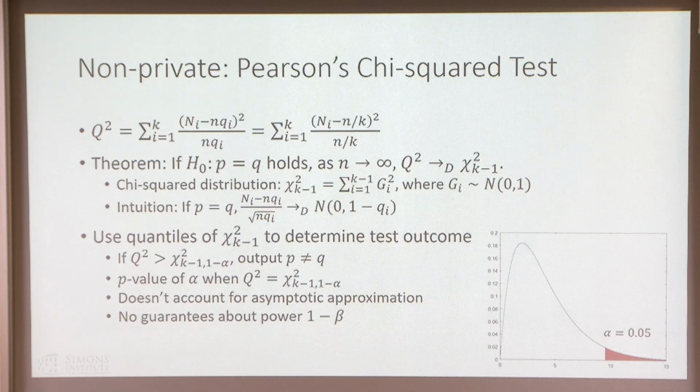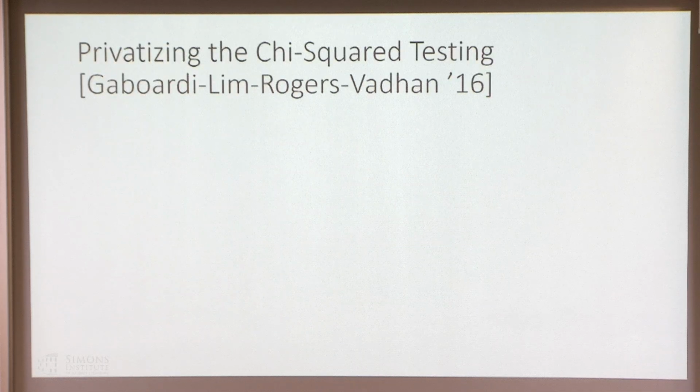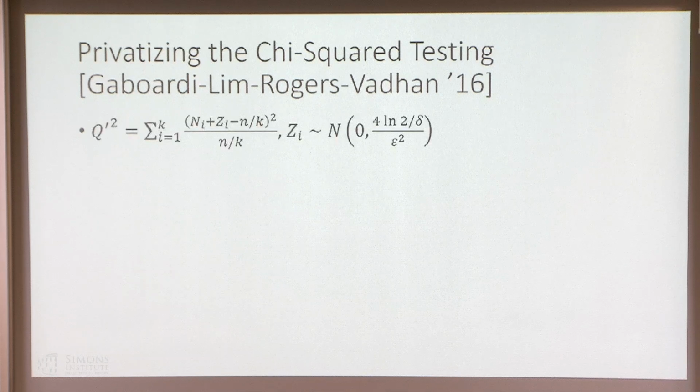Yes. Okay, so here is a non-private test. Let's try to privatize it, and perhaps the first way one might try to do this is by noising it appropriately. I'm going to be presenting some results here by Gaboardi-Lim-Rogers-Vadhan. The first way you might think of noising it is just to add Gaussian noise to each count, which is, as we know, private. And as they prove in their paper, it's actually possible to prove that this converges to the same asymptotic distribution, in fact.